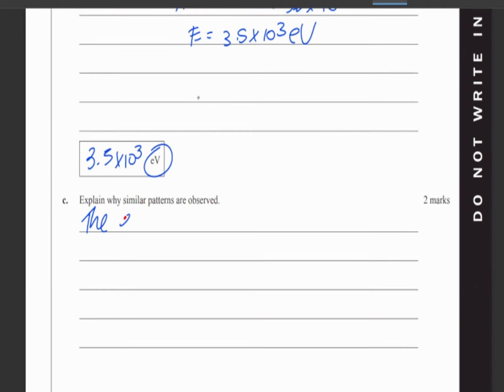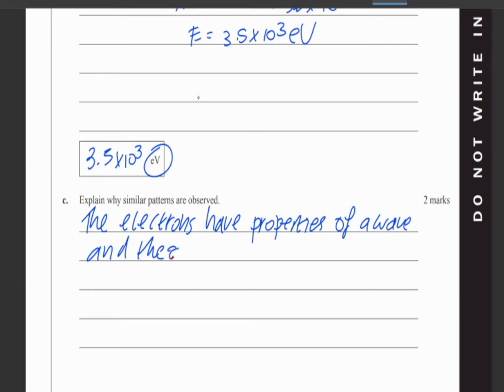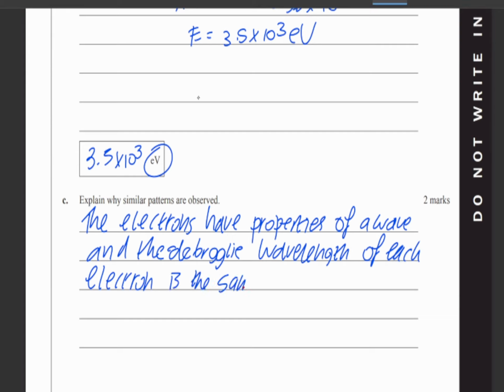So the electrons show a wave, or we could say have these, and the de Broglie wavelength of each electron is the same as the wavelength of X-rays.